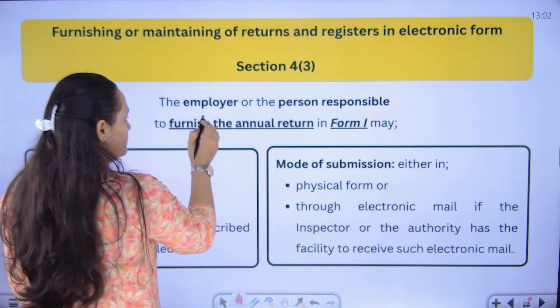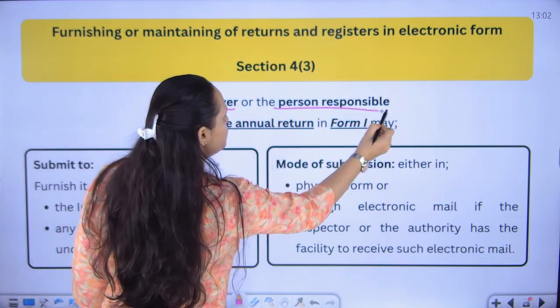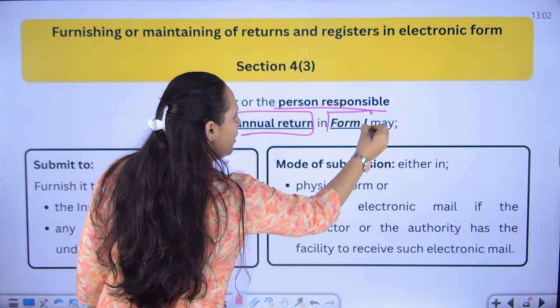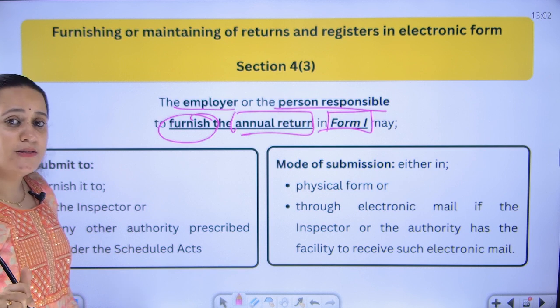Now, who is responsible? Okay, so the employer or the person who is responsible is required to furnish the annual return in Form number 1. Okay, and whom are they required to submit this annual return?